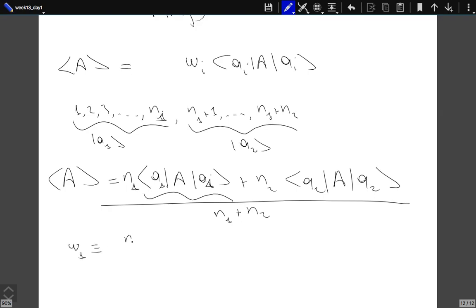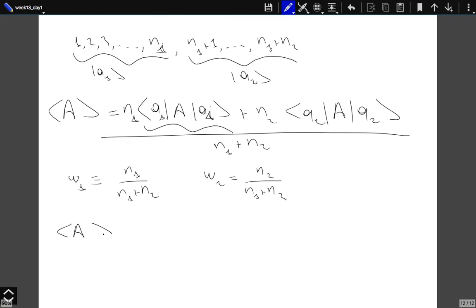Omega 1 is what I call N1 over N1 plus N2. This is the probability that if I pick a random particle, it will be described by the ket A1. And then I have omega 2, which is N2 over N1 plus N2. Again, this is the probability or the weight, whichever one you prefer, that if you pick a random particle, it will be described by the ket A2. So we are kind of making two averages. One average, quantum mechanical average. The second average is the classical average, the weight average. So now the average of A just becomes omega 1 times the expectation value in A1, plus omega 2 times the expectation value in A2.